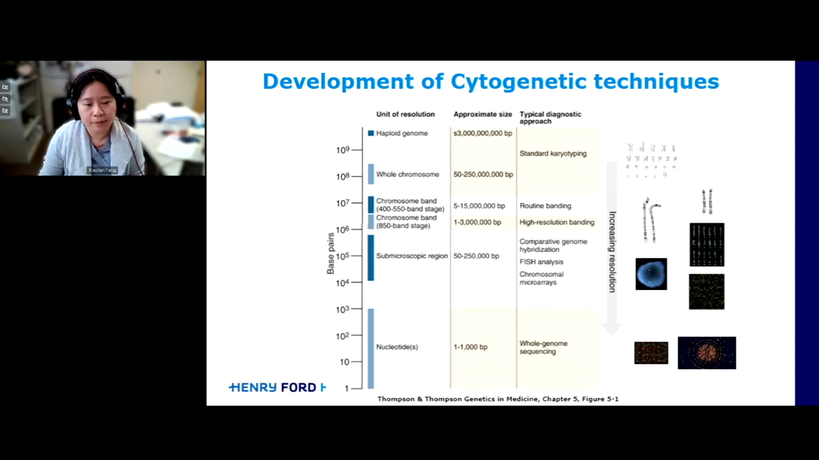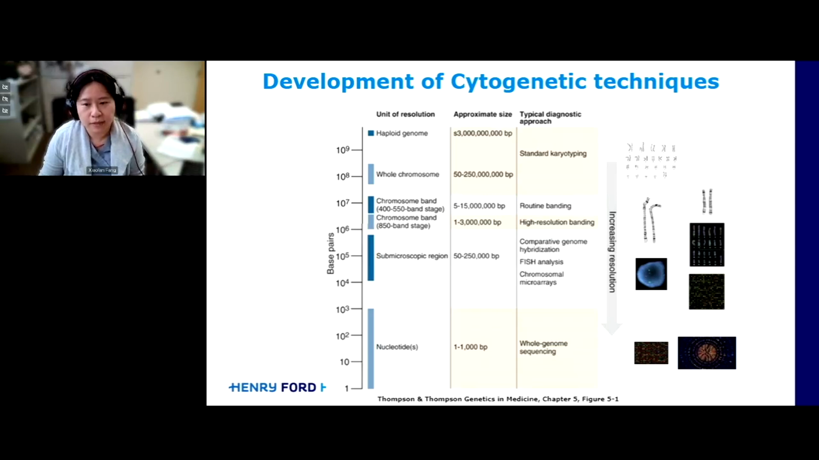And the next step is the submicroscopic region that could be detected by FISH or comparative genomic hybridization or chromosomal microarrays. Those could narrow down to 50 to 250,000 BP. And when whole genome sequencing was carried out in recent decades, nucleotide detection was cut down to 1 to 1,000 BP.